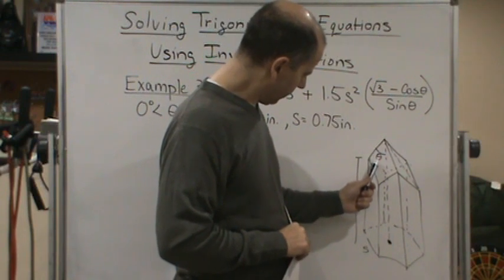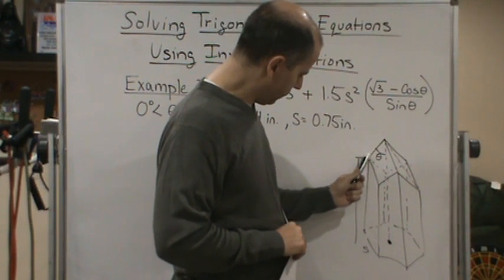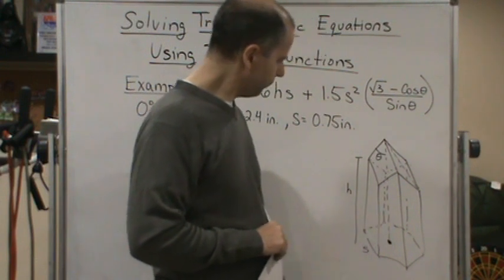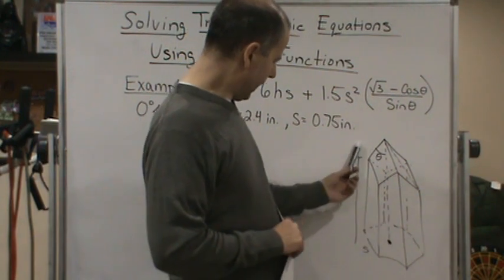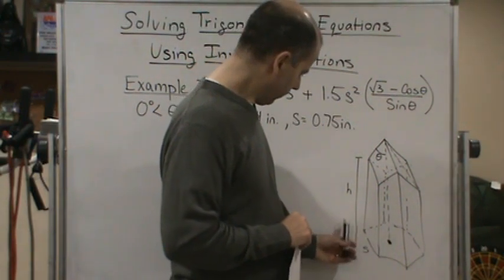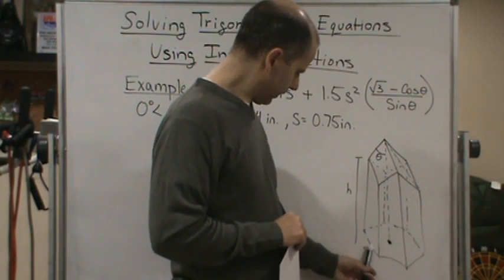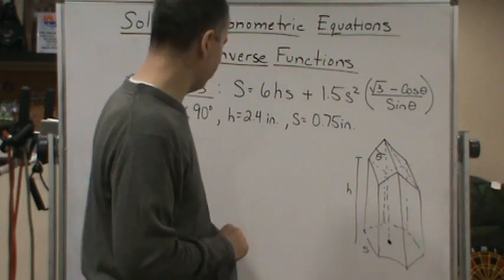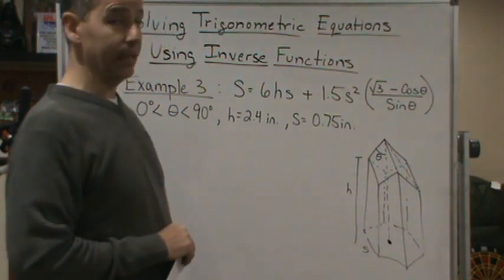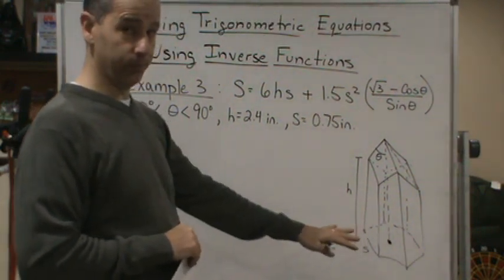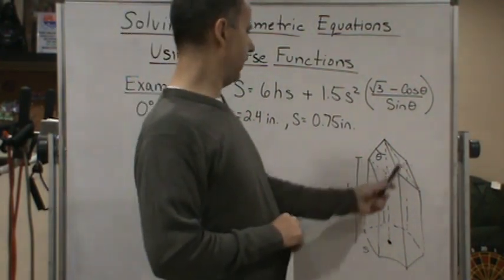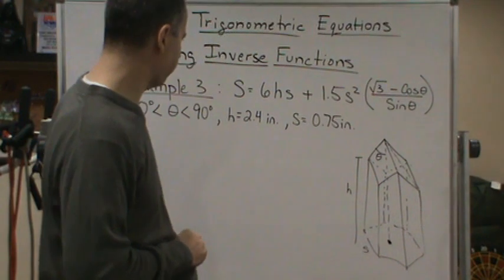And then this angle here, theta, is the angle from the outer edge of this honeycomb to that center line, okay? And so we've got the height of the honeycomb given by h, and we've got this side length here, s, given as well. And so this formula here is for the surface area of the honeycomb, given h and s, and then the angle, okay.